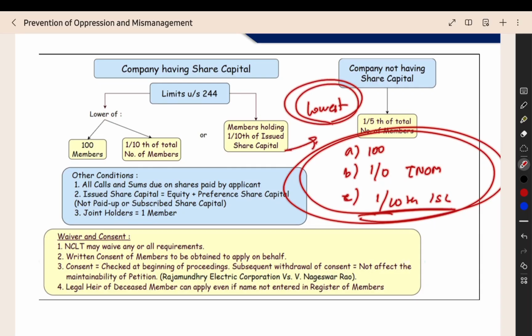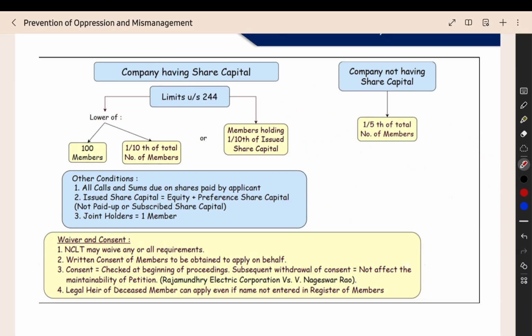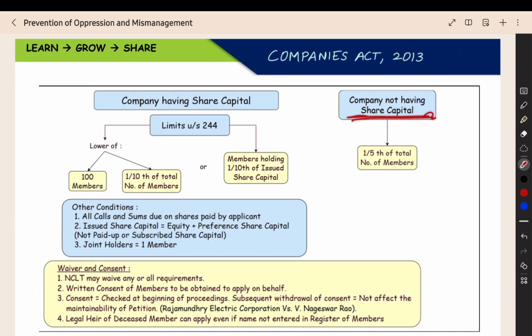That many members should be gathered, and only then can they file an application. So at least that many members should be there to file the application. Then if the company does not have any share capital, it is a flat 1/5 of the total number of members.